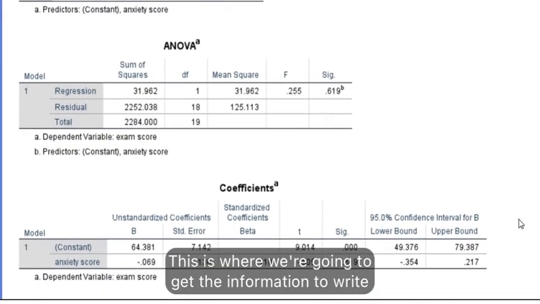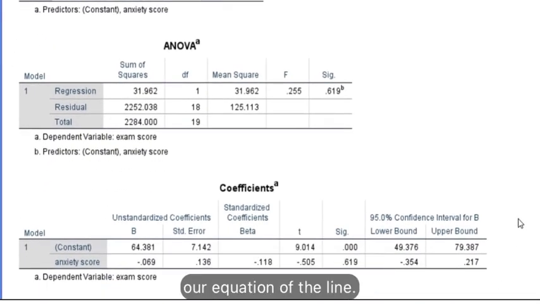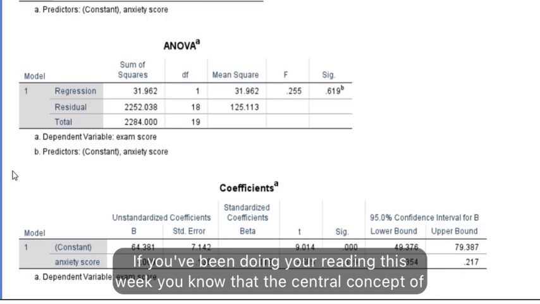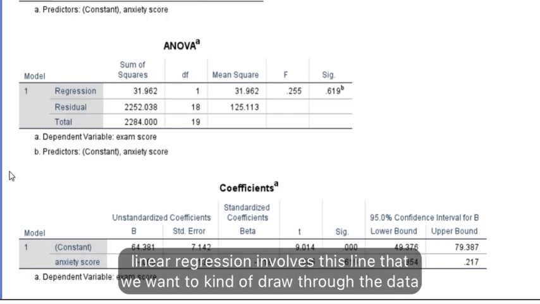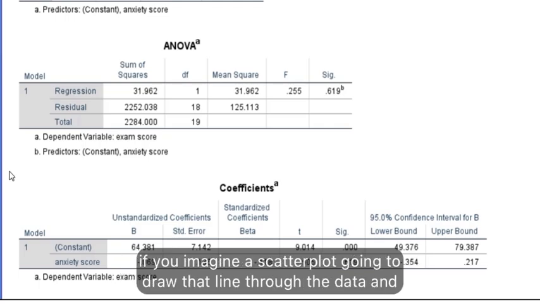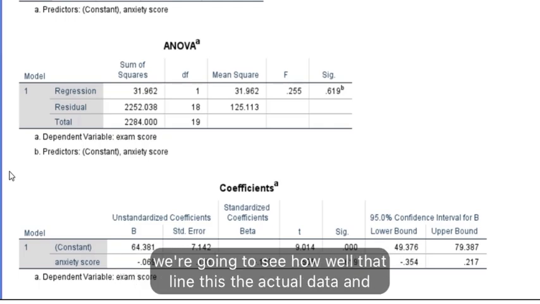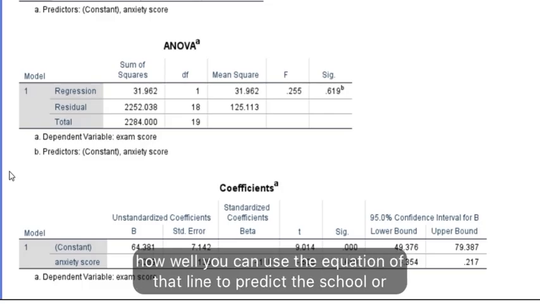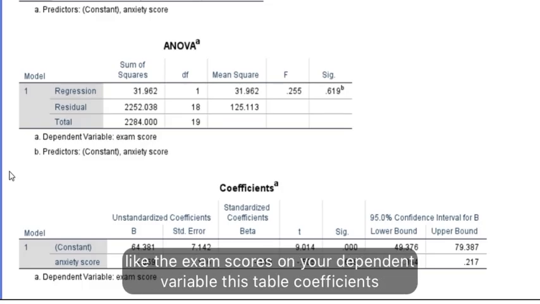Finally, the coefficients table. This is where we're going to get the information to write our equation of the line. If you've been doing your reading this week, you know that the central concept of linear regression involves this line that we want to draw through the data. If you imagine a scatter plot, we're going to draw that line through the data, and we're going to see how well that line fits the actual data and how well you can use the equation of that line to predict the score, like the exam scores, on your dependent variable.